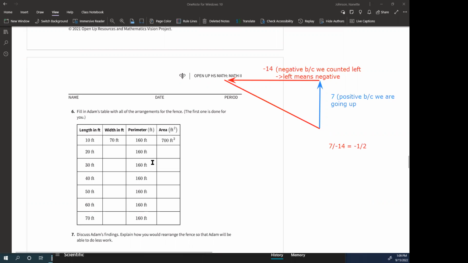So if the perimeter is 160, earlier you guys said, oh, if it's a rectangle, then I'm going to take half of 160, right? And then I'm going to make it so that it has a perimeter of that. So if you changed it from 10 to 20, how would the width now change? How would the width now change? Give me a second.